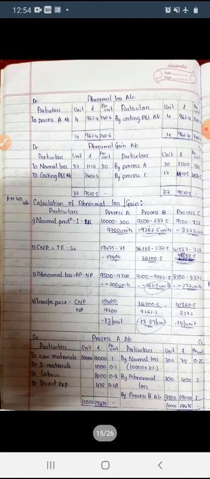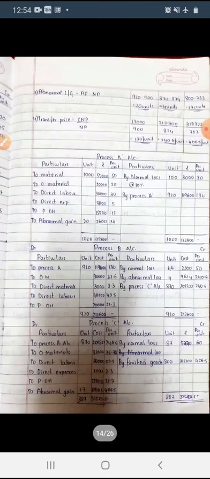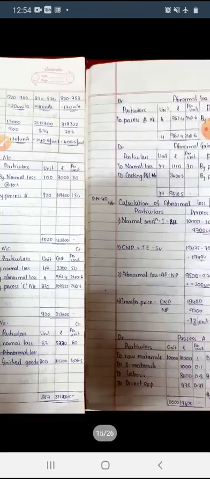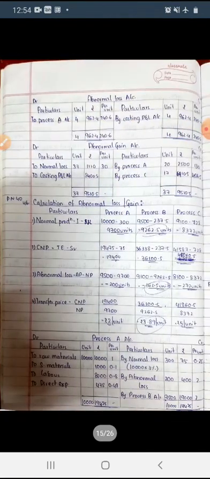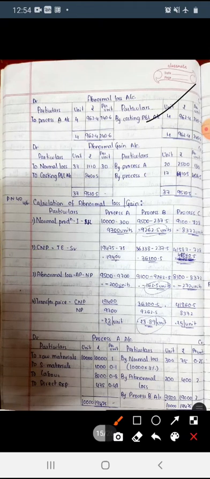Now the abnormal loss account. It's very easy to find the abnormal loss. How do we calculate it across the processes? Where is the abnormal loss? Only under process B, right? Process B account, how much? 4 units, 962, and the whole abnormal loss is transferred to the costing profit and loss account.